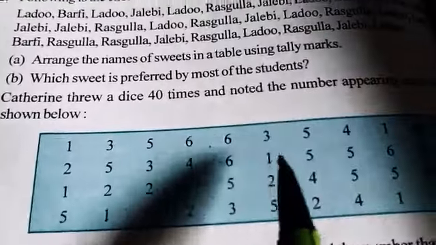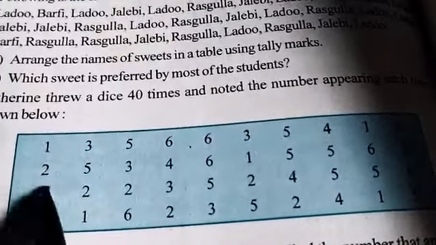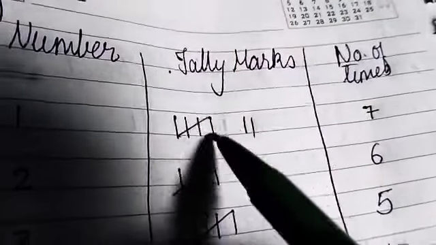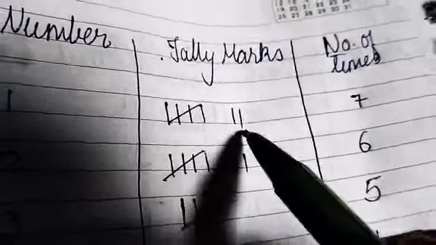1. How many times has 1 occurred? You have to count from here. 1, 2, 3, 4, 5, 6 and 7. So 7 times 1. So create a tally mark. How will you create it? 1, 2, 3, 4, 5, 6 and 7. So the number of times 1 comes is 7.